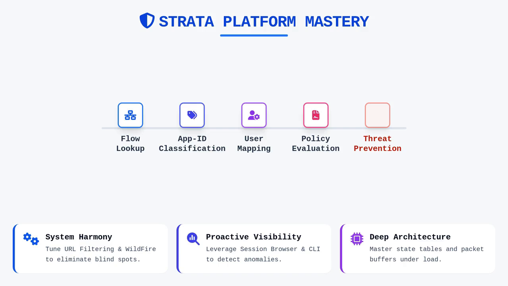Your role as an engineer is to ensure that these subsystems, from URL filtering to WildFire, are tuned to work in harmony. Maintenance of this infrastructure requires proactive monitoring using the session browser and command line interface to detect anomalies before they result in a service outage or a breach. A strong engineer does not just configure a device. They understand how the state tables and packet buffers respond to traffic under load.